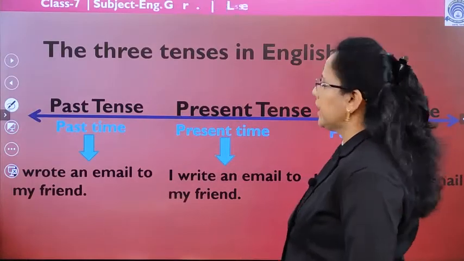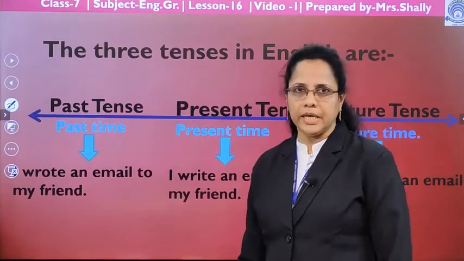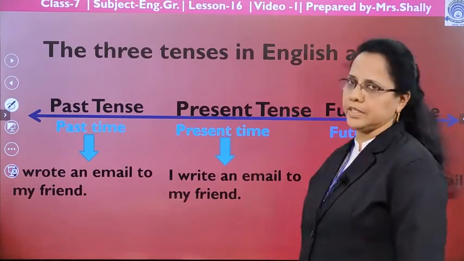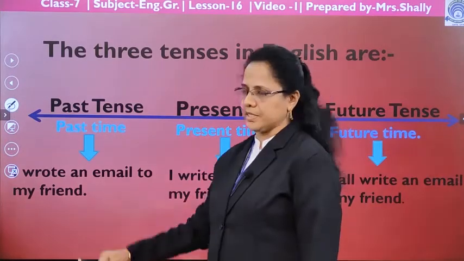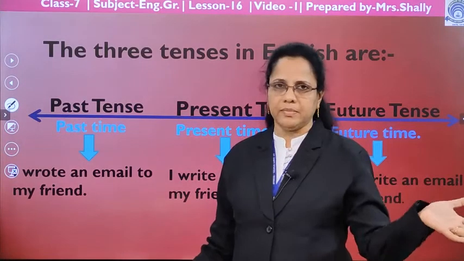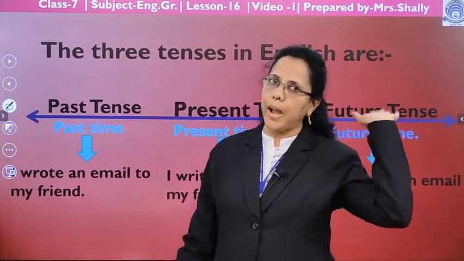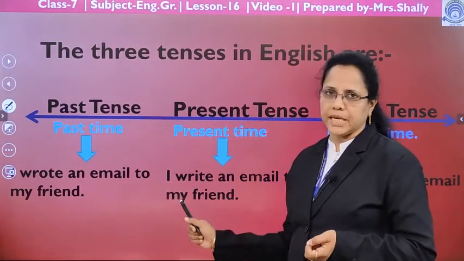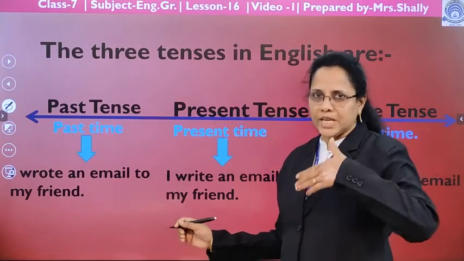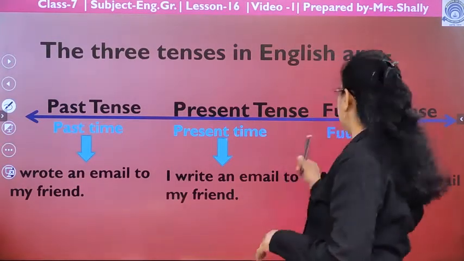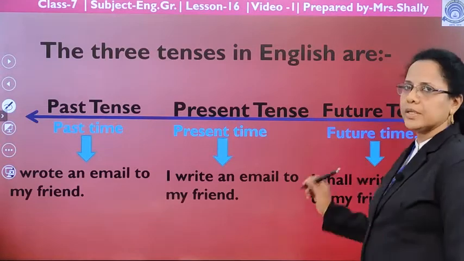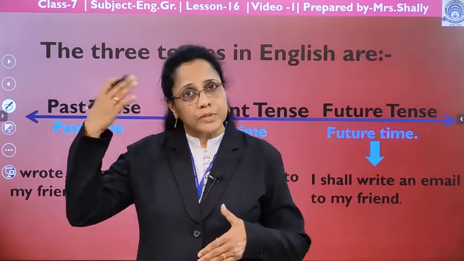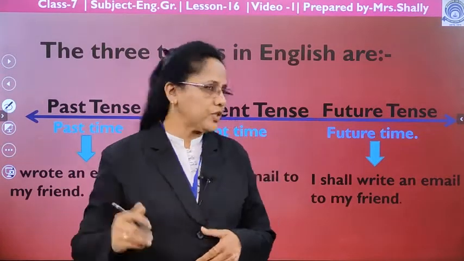So there are three tenses in English. They are the past tense, present tense and future tense. The past tense refers to the past time, the action which happened in the past. Next, present tense refers to the present time, the actions which happen in the present time. Then future tense refers to the action which will happen sometime in future.